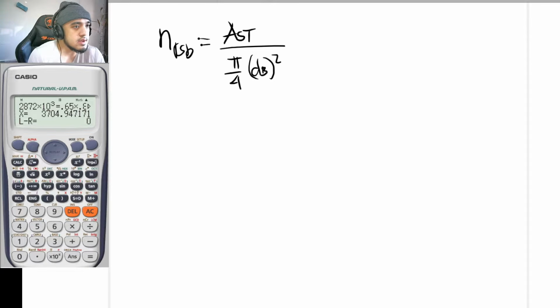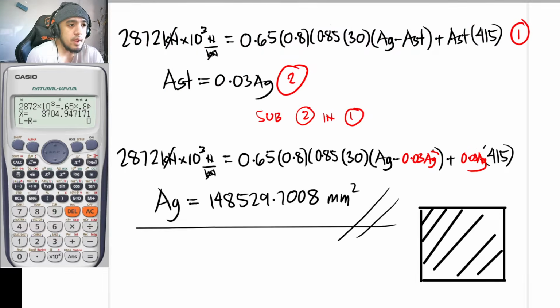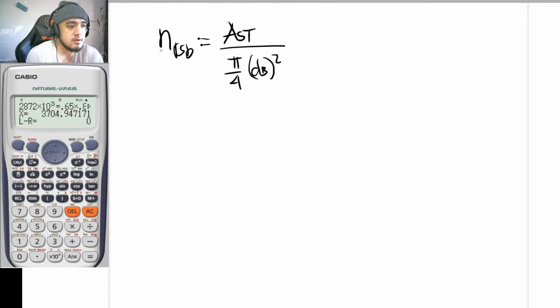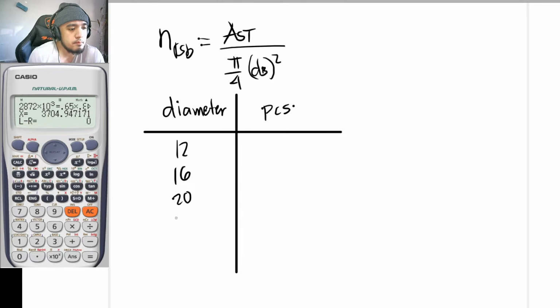Okay, so since it is not given in the problem what diameter we will be making use of, I will just be comparing the different diameters. So I will just be making a table here. Let's say that this is the diameter, and this is the number of pieces. So let's say that we will be comparing 12 mm, 16 mm, let's say 20 mm, 25 mm, 28 mm, 32 mm, and so on. But I think let's stop with 32 mm.